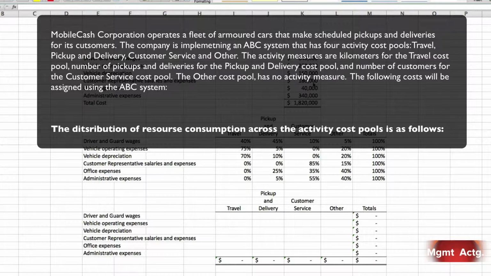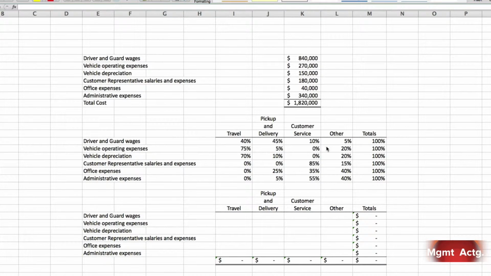The distribution of resource consumption across the activity cost pool is as follows, and here is the matrix of assignment that the company feels should be followed. Now, this first part up here and this part up here is what's given in the text. All I've done is replicated in the spreadsheet. So let's see if we can get sort of a cognitive understanding of what's going on here.